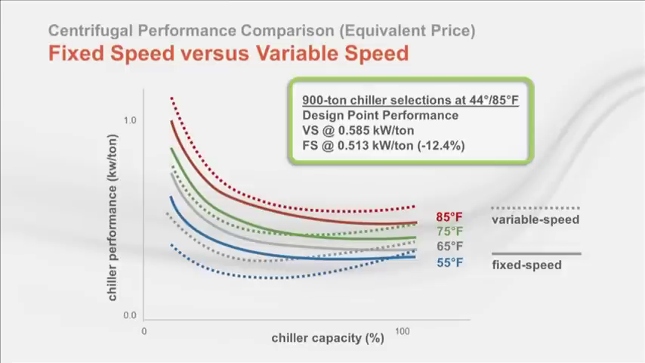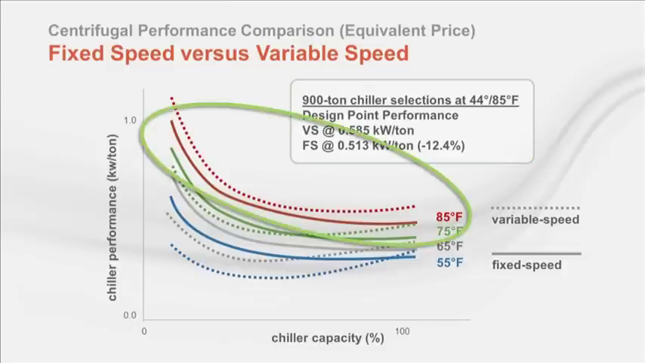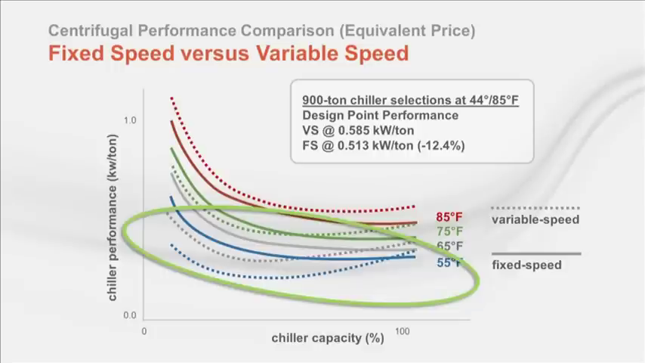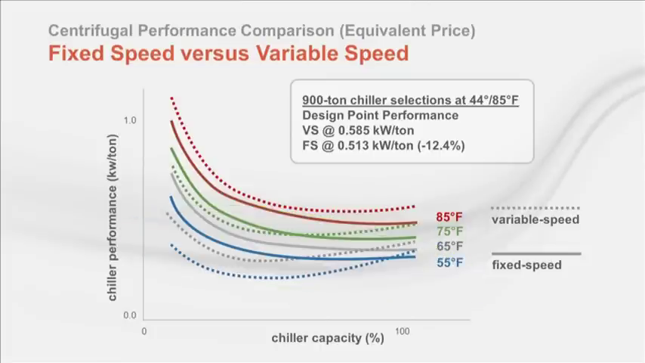A couple of things to point out. For the 85-degree curves, the fixed speed chiller always has a lower kW per ton value. At the other extreme, for a 55-degree entering condenser temperature, the variable speed kW per ton is almost always better. For the temperatures in between, the comparison is a bit more involved. So let's take the data and revise the way we look at it. The comparison will be much clearer.